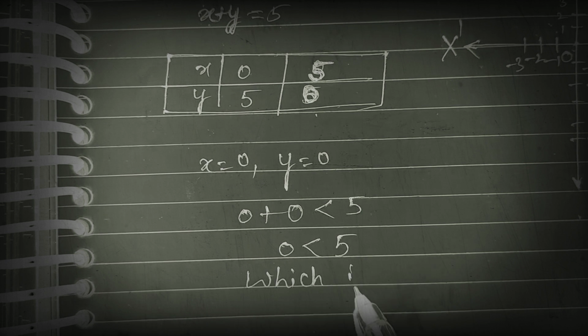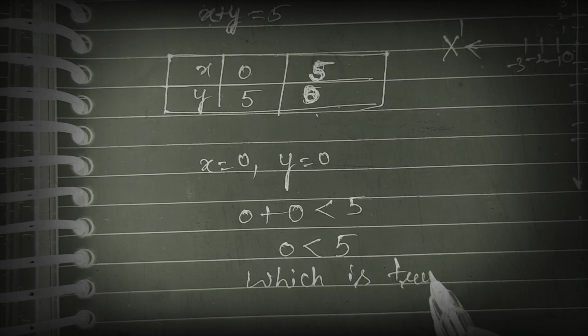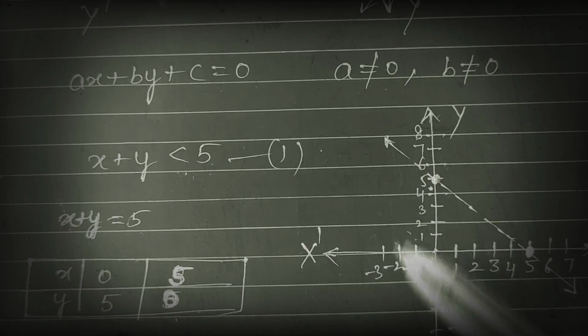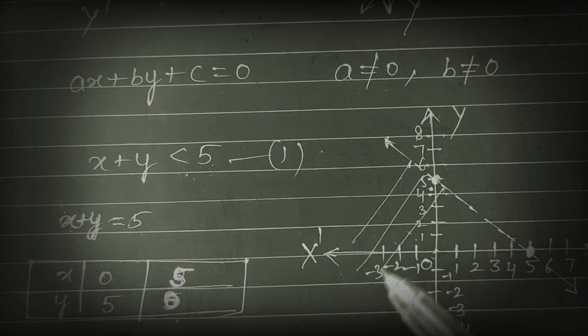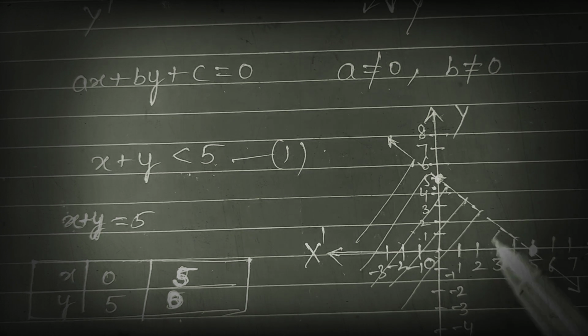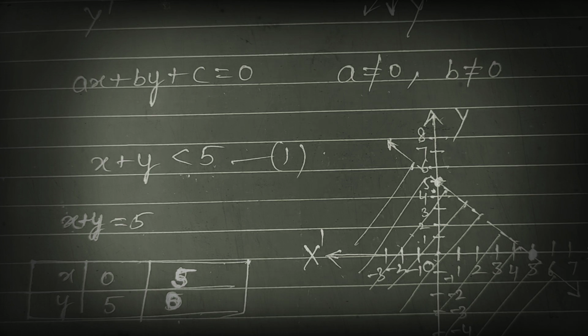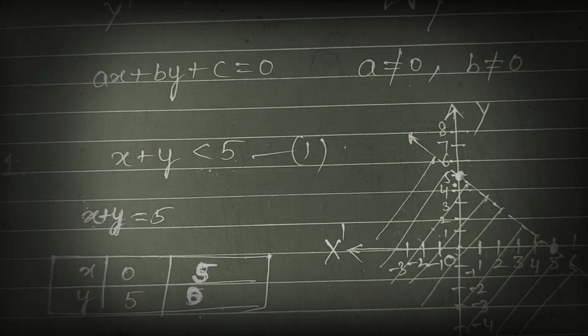If it is true, then the shaded region is towards the origin. We will shade the region towards the origin. If it does not satisfy, then the shaded region is away from the origin. Is it okay?